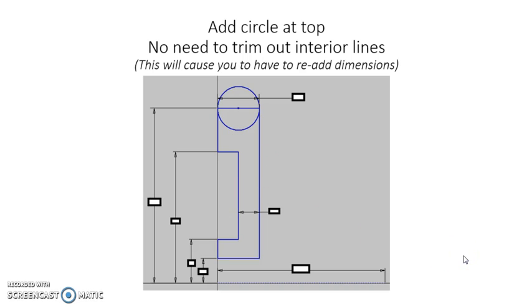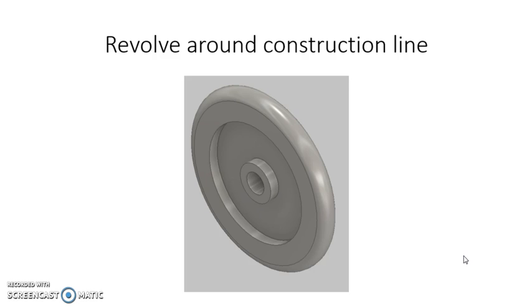When you have this shape created and everything is fully constrained, now it's time to go ahead and revolve around the construction line in the middle. Use the construction line as your axis. That gives you that nice hole down the middle, and it should look something like this.